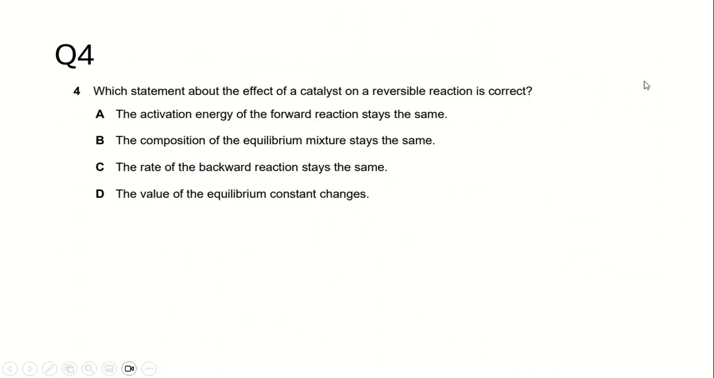Okay, now let's go to question 4. Which statement about the effect of a catalyst on a reversible reaction is correct? Now, a catalyst will only provide an alternative pathway with lower activation energy for a reaction. That is why the rate of reaction is increased when a catalyst is used.